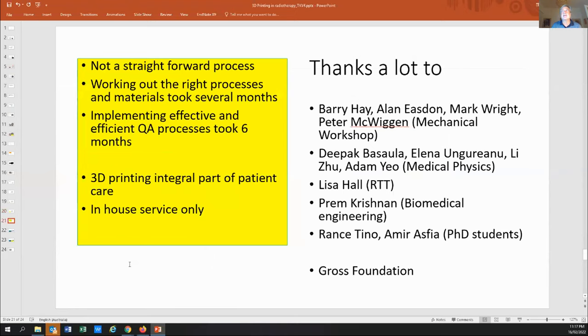That takes me nearly to the end, and I would like to particularly thank the mechanical workshop, Barry, Alan, Mark, and Peter, who have been doing an absolutely fantastic job. It is not necessarily a straightforward process, at least not in our process, and it does require quite a lot of work to get things right. It took us a couple of months to actually get there, but it is now absolutely part of 3D patient care, we certainly wouldn't like to give that away again.